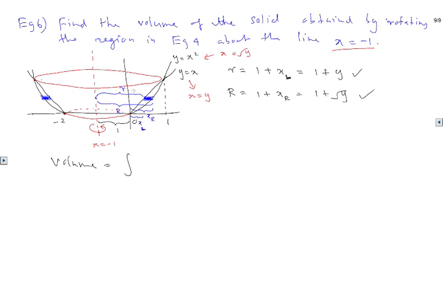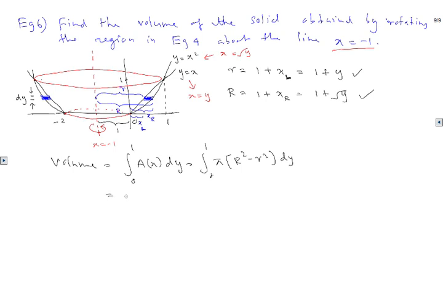It's going from 0 to 1. The limits of y are 0 to 1. And this is again a dy problem. It's not dx, it's a dy problem. The thickness is along the y direction, so dy. So it's the integral from 0 to 1 of A(y) dy, but A(y) is pi R squared minus pi r squared dy.